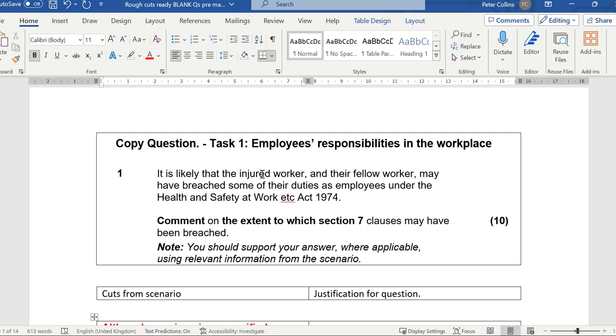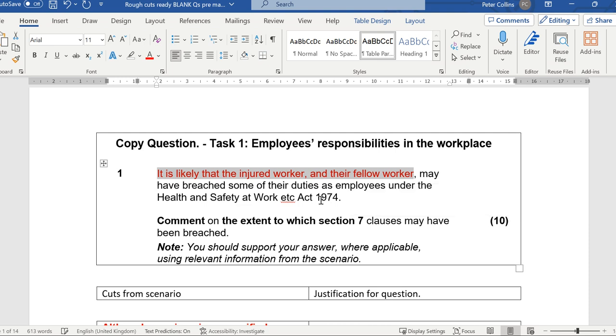This is one that I've put into our cut system. And we said we dissect the question. It's likely that the injured worker and fellow workers, we talked about this previously, we can only talk about these two people. They may have breached some of their duties, only as employees can we start to refer to. And it's got to be under the Act.